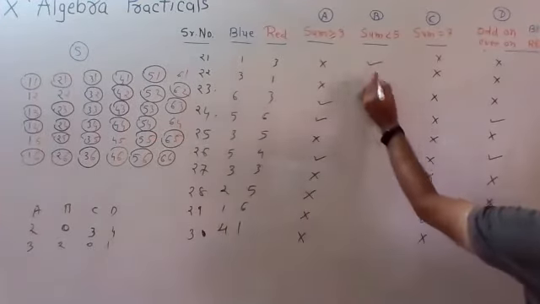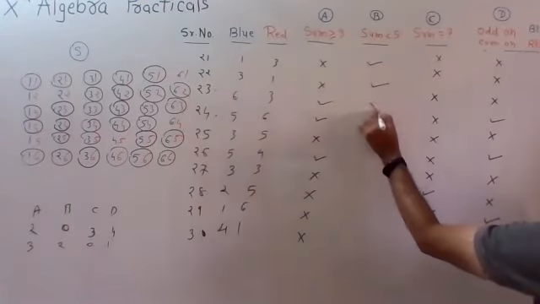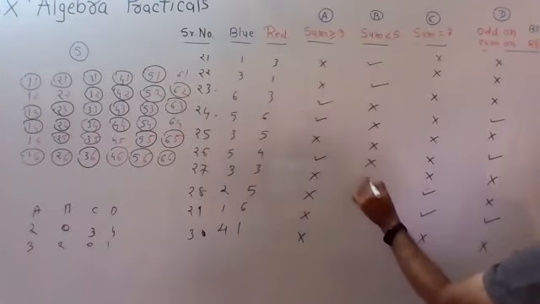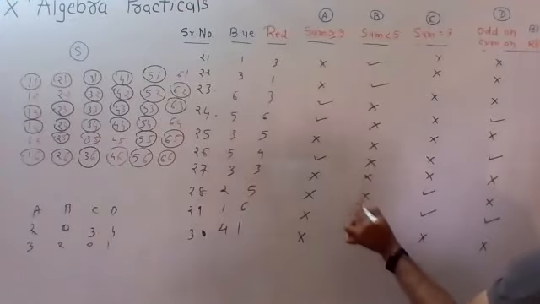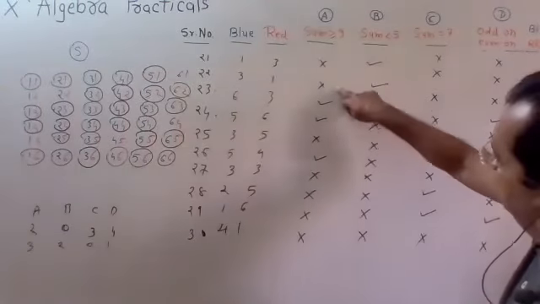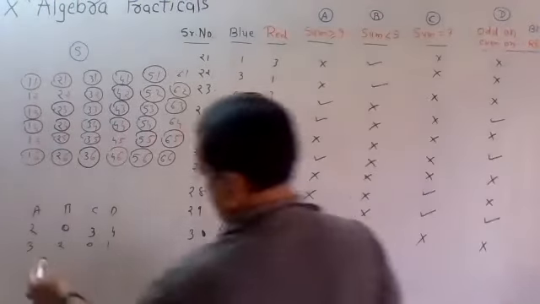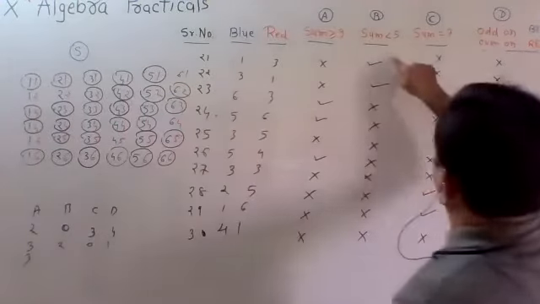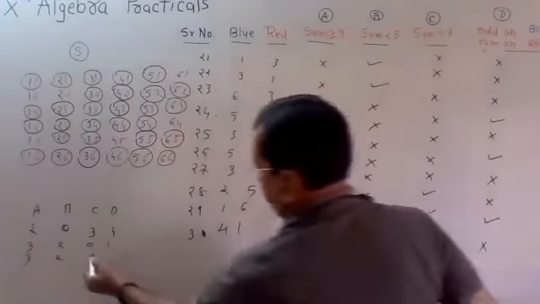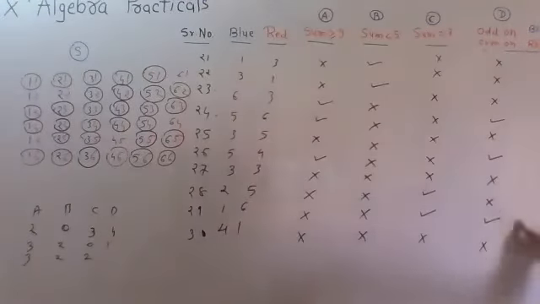Less than 5, yes. Less than 5, yes. No. It is 5, not less than 5. So in this round we got 1, 2, 3. In this round we got 2. In this round we got 2. In this round we got 1, 2, 3.